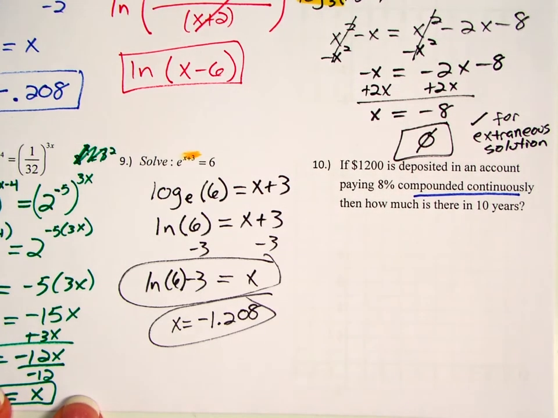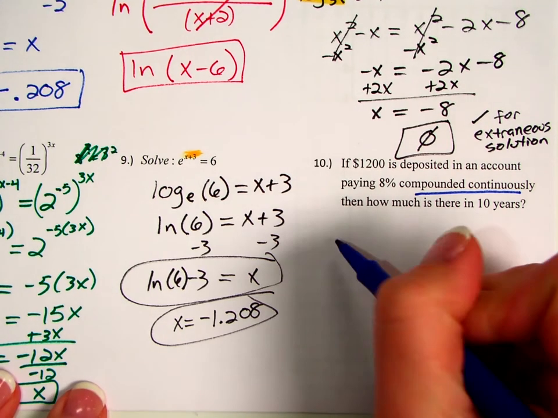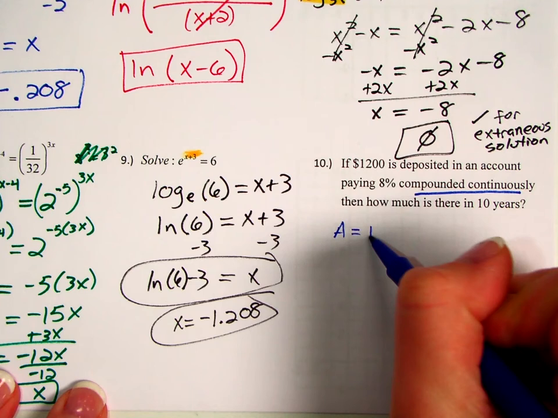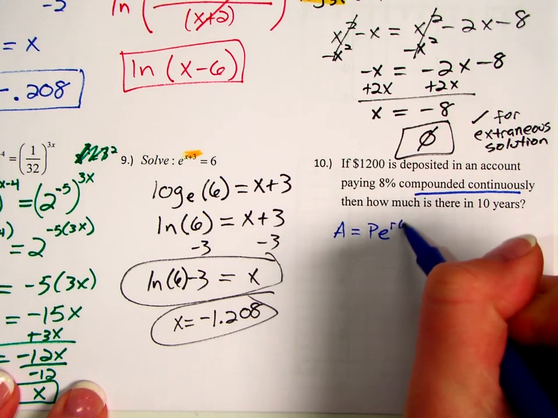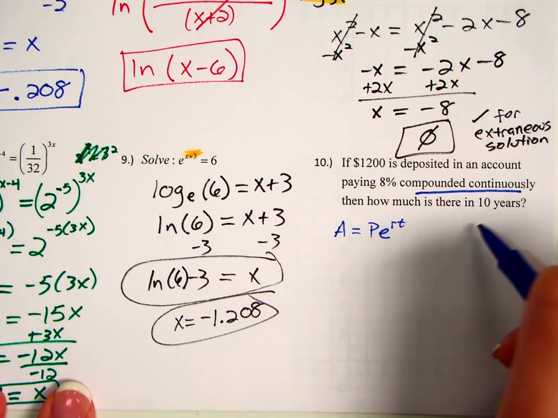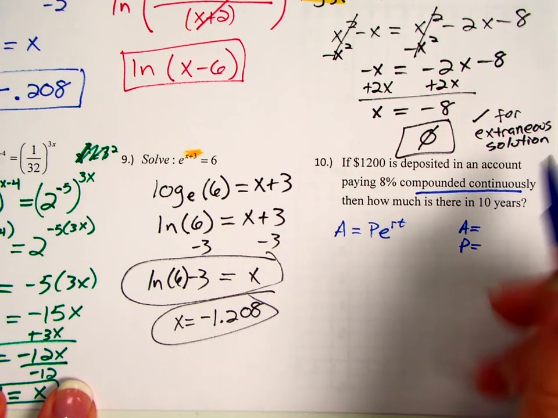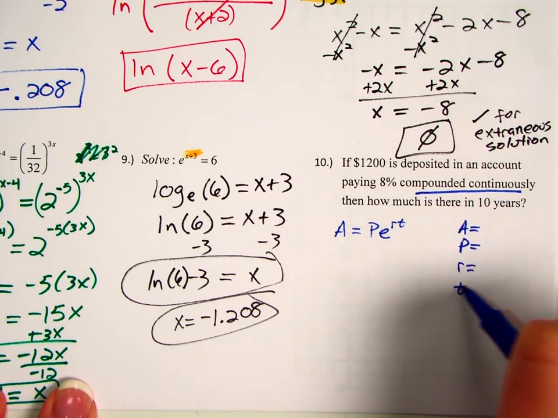Now remember, when you're doing these word problems, the important piece at first is to identify, is it compounded continuously or at a set amount of time? Continuously tells me we're going to use the formula A equals P e to the RT. Otherwise, we'd have to use A equals P times 1 plus R to the NT. So I need to identify what's my A, what's my P. The E is a number, so we don't have to worry about that. What's the R, what's the T?